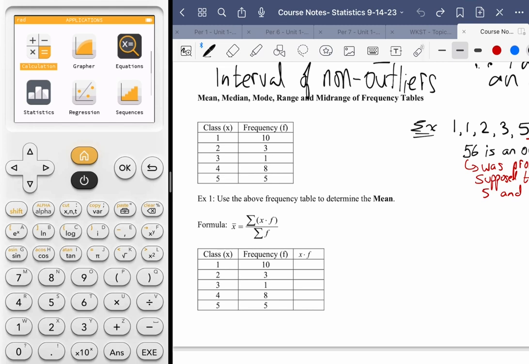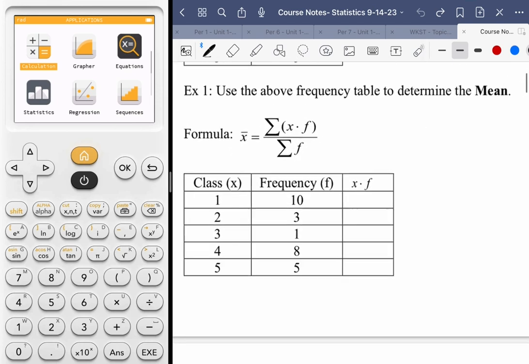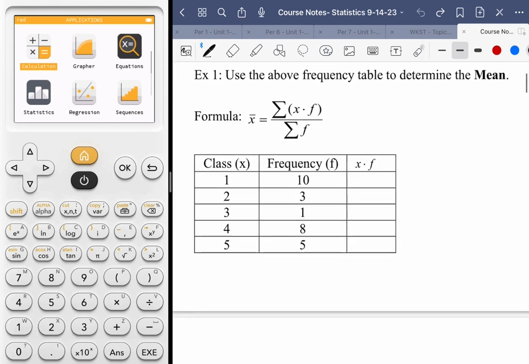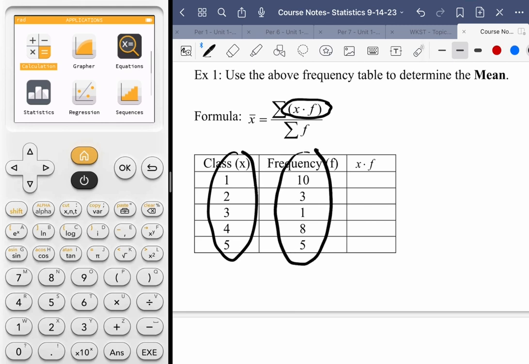So we're going to look at frequency tables and how to find the mean, median, mode, range, and mid-range. I have an example here where I'm going to just take you through it by hand just to give you the experience, but we're almost always exclusively going to do it on the calculator. This formula tells us to take the sum of the product of all the x and f values. So these are my x values, these are my f values. I'm going to find the sum of that product.